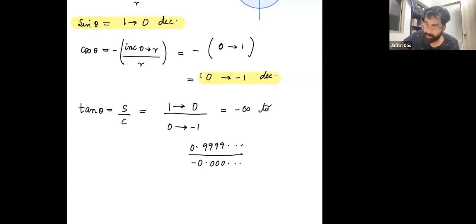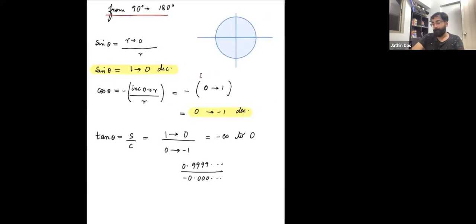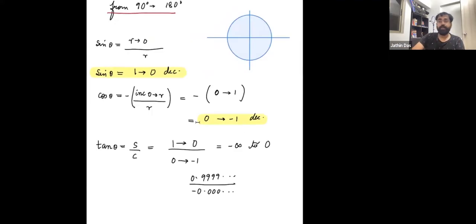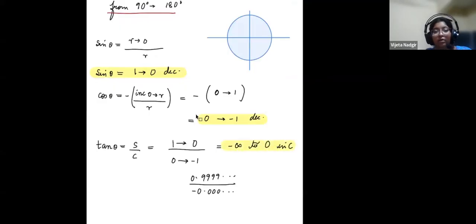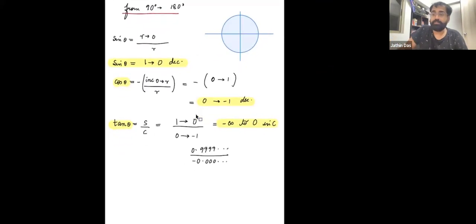Then 0 by minus 1 is 0. Now you tell me, from minus infinity to 0, what is happening? It is increasing, correct? Yes. Minus infinity to 0, it is increasing, right? Yes. So increase. This much clear? Okay. This is very basic, what I'm telling.